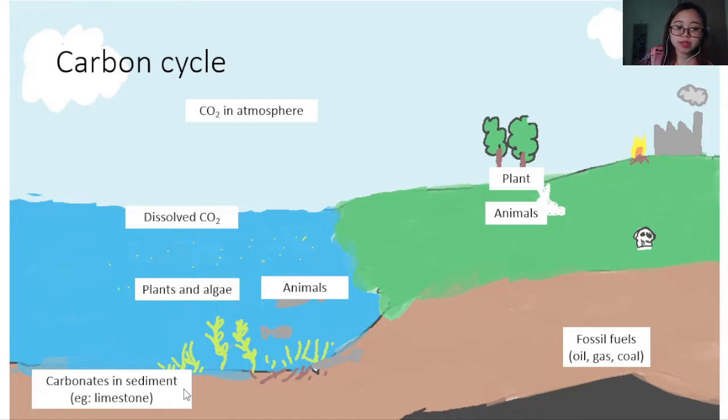Carbonates in sediment is referring to soil and limestone, whereas fossil fuels is still the same but deep under.